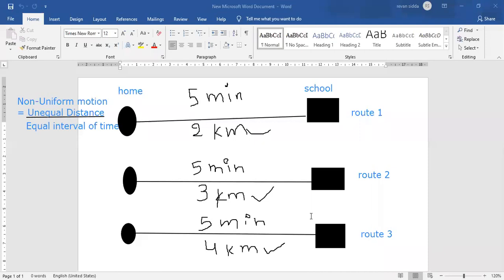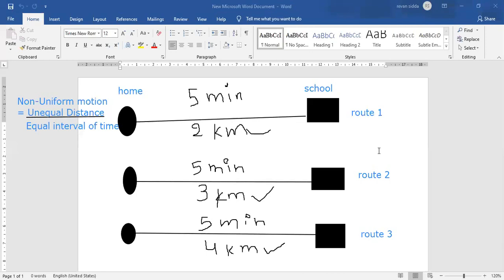Amulya, you're wrong, no, no. If you are not convinced with my explanation, you can search it on Google. Type non-uniform motion and you will get a definition. In that they will give you unequal distance in equal interval of time only. Now your next topic is speed.